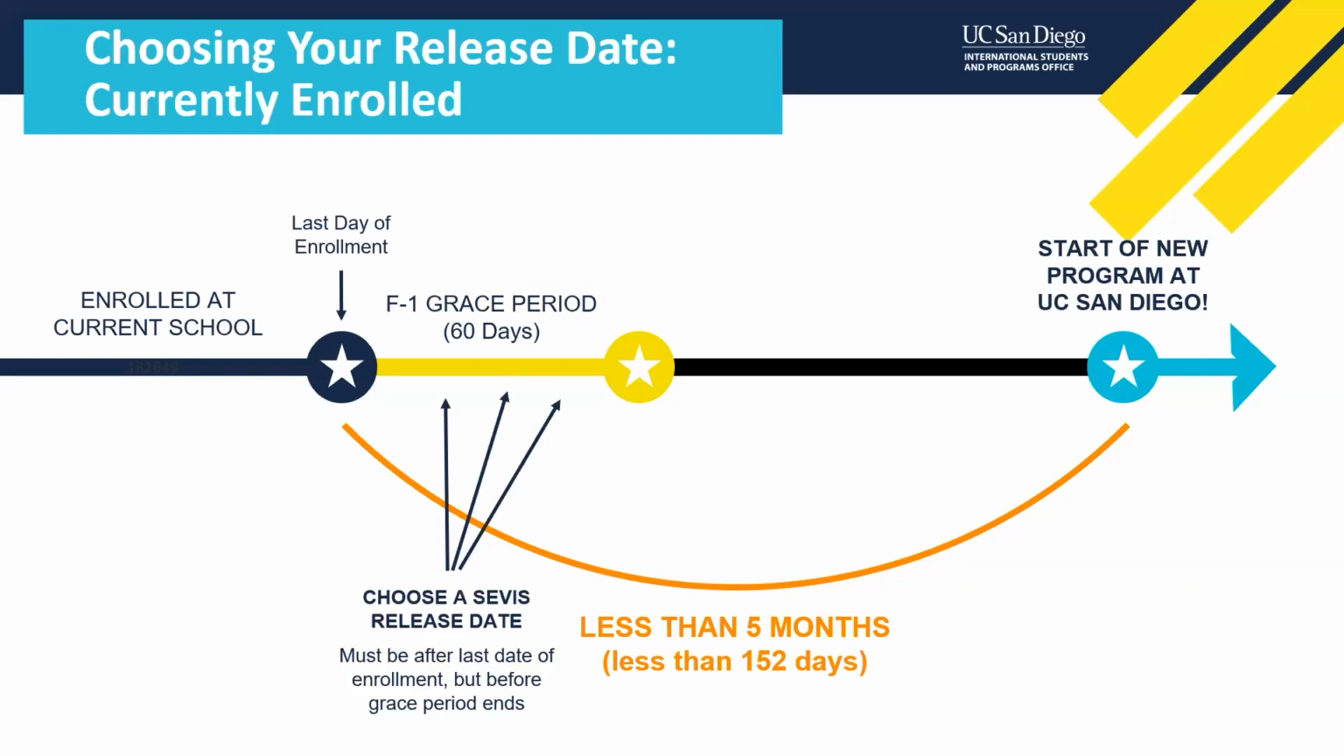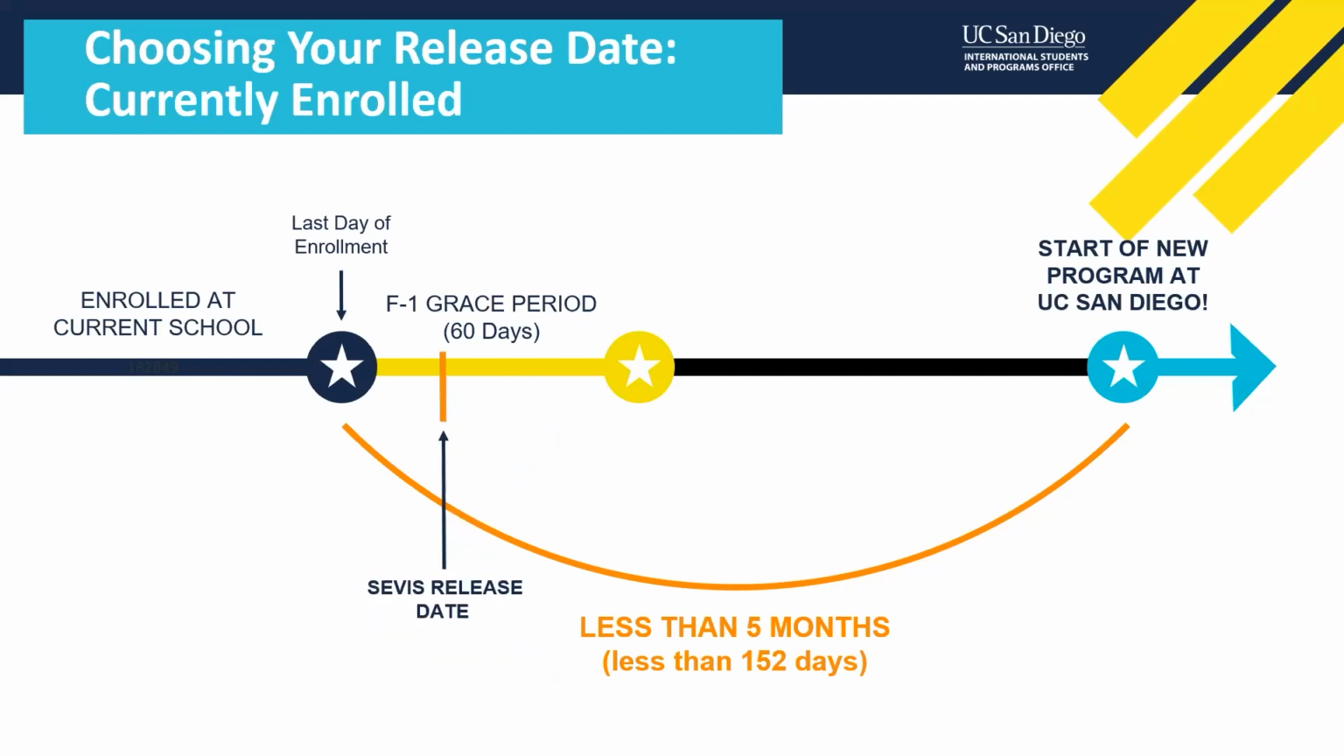The student can choose any specific date within their 60-day grace period. In other words, they must choose a date after their last day of enrollment, but before the end of their grace period, any date in that time frame. Remember that if your grace period ends and you have not taken any action, your F1 record will automatically complete and you will no longer be eligible for transfer. So this student chooses a specific SEVIS release date within their grace period and reports this to their current institution following whatever their school's process is for requesting a SEVIS transfer.